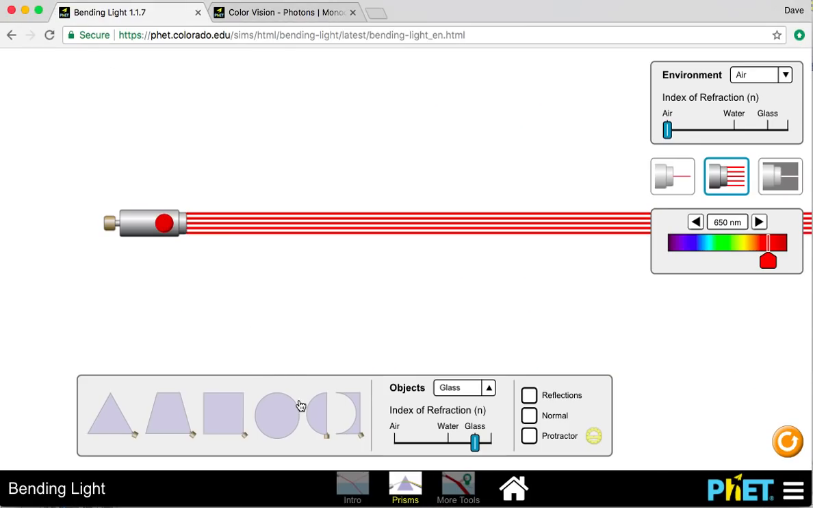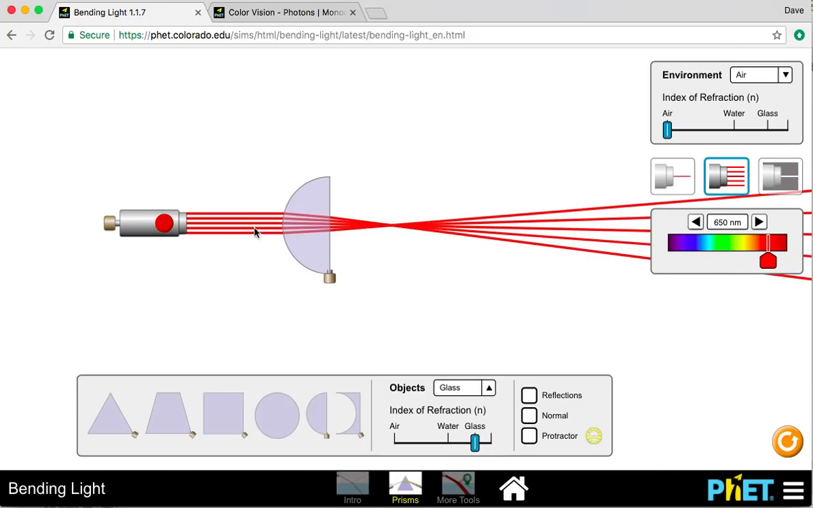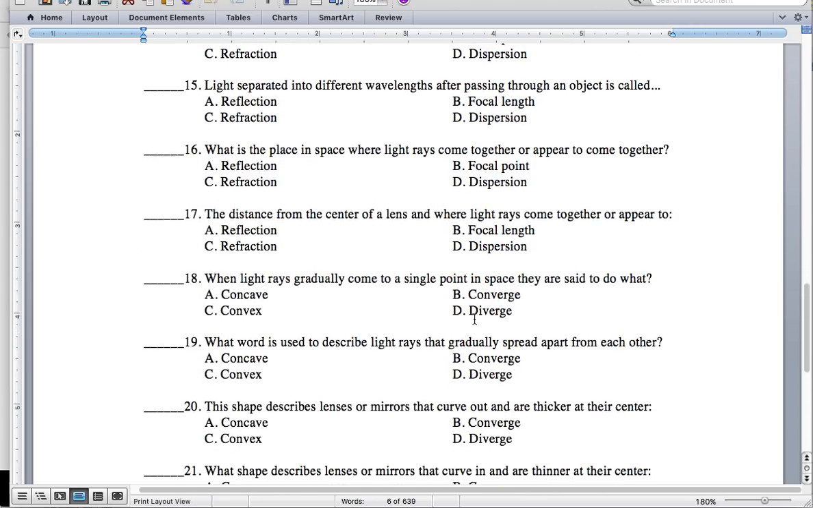Okay, so right here. What you should see is that as these light rays pass through this lens that is thicker in the center, thinner on the sides, they get bent inwards. So this is an example of refraction with a specific type of lens. And if we go to your pretest, we can see what exactly we're talking about. So when light rays gradually come to a single point in space, they are said to converge.